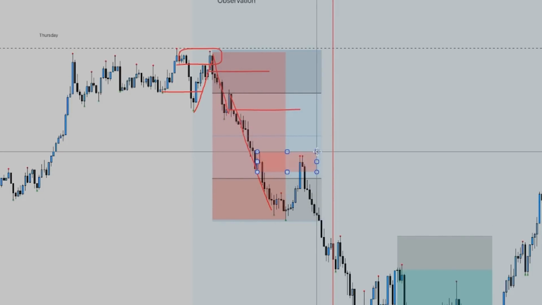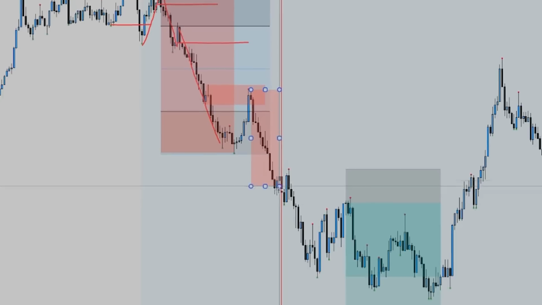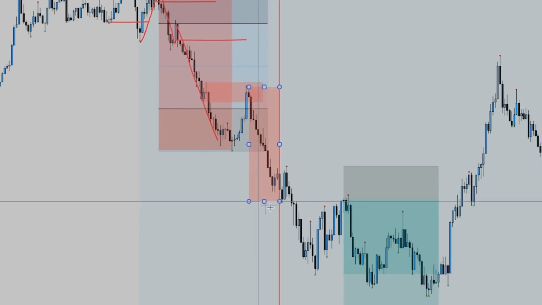We can see we have a lower time frame range here and we get that mitigation. This is before my session, so I'm not able to get involved in that opportunity, but this does give me a narrative to understand what price is currently doing. That continuation from that point of mitigation led me to see lower prices.